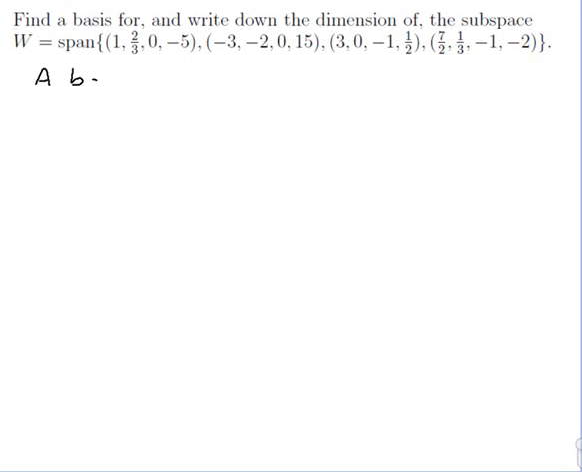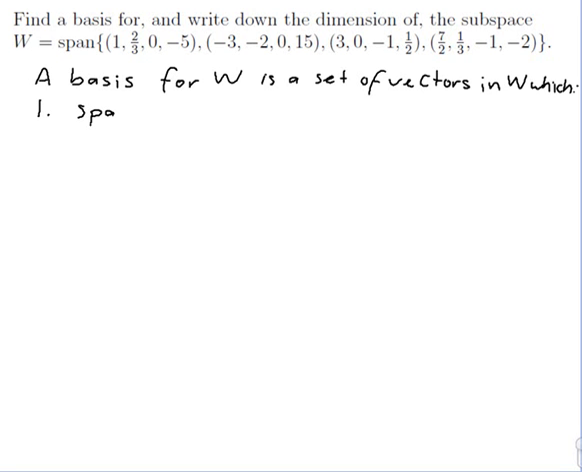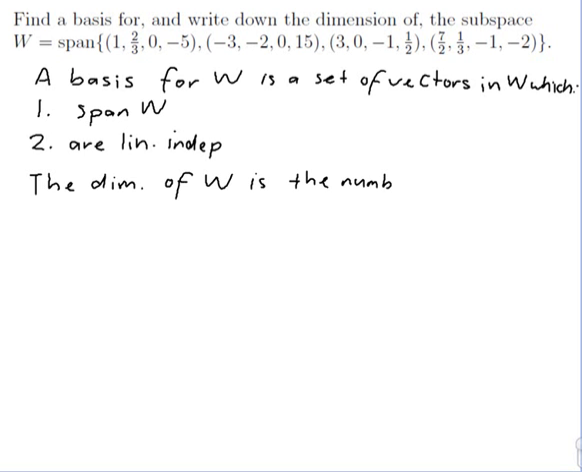Here we go. A basis for W is a set of vectors in W which, one, span W, and two, are linearly independent. And the dimension of W is the number of vectors in a basis for W. Oh, that must be why it says write down the dimension, because once I've got the basis, I can just write down the dimension because I can just count how many vectors I've got.